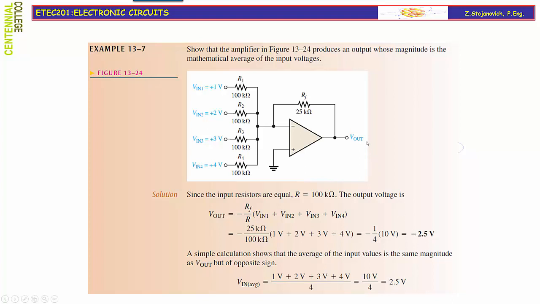If you want to get a positive value for the average, you will have to put in series one inverting configuration of op-amp with a gain of 1. So when the input is negative 2.5, the output of this inverting amplifier will give you a positive value of 2.5 volts. So you will then match even the sign.